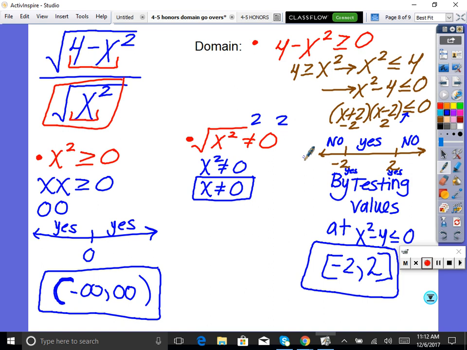Does that make sense? I tested a value in here like 0. 0 minus 4 is negative 4, less than or equal to 0. Yes, so that's in our domain. And then we got a no here. So our domain was from negative 2 to 2.